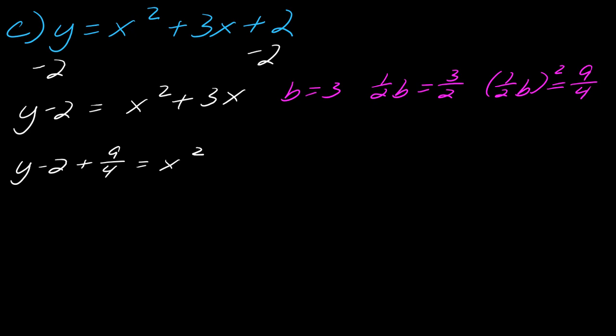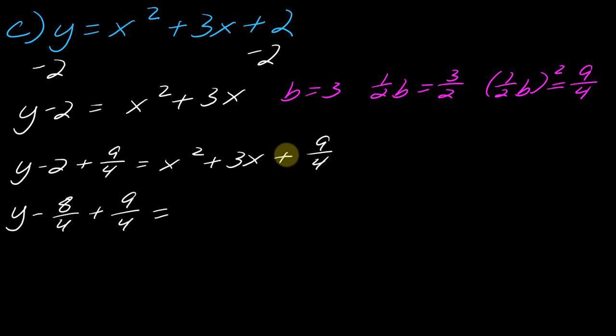So this will be x squared plus 3x plus 9/4. Okay, so first things first, I need to convert this -2 to the equivalent fraction over 4. So -2 is the same thing as -8/4. So let me write that out. So this is going to be minus 8/4 plus 9/4.